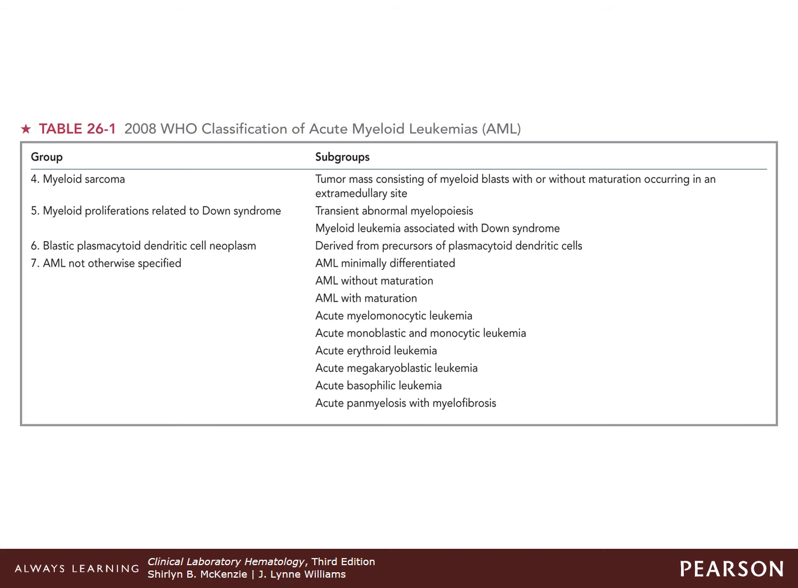AML with maturation still has 20% or more blasts, but you can see evidence of maturation to more mature neutrophils, meaning greater than 10% of the cells at differentiated stages of maturation, and you can see different stages like promyelocytes, metamyelocytes, and such, and can occur in ages of less than 25 years old or greater than 60 years old. Acute myelomonocytic leukemia is characterized by the proliferation of both myelocytic and monocytic precursors.